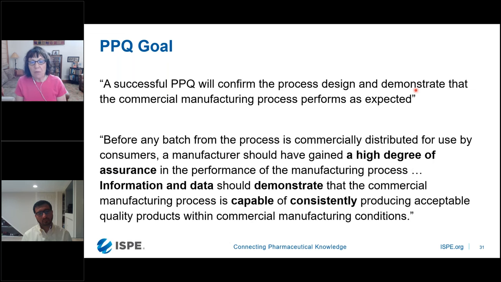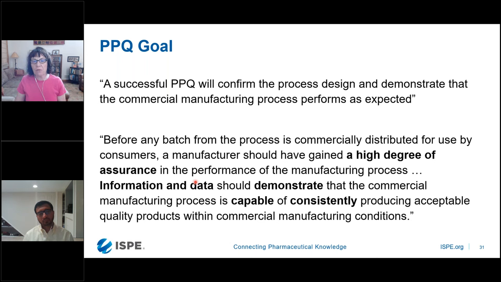And before any batch from the process is commercially distributed for use by consumers, a manufacturer should have gained a high degree of assurance in the performance of the manufacturing process. Information and data should demonstrate that the commercial manufacturing process is capable of consistently producing acceptable quality products within commercial manufacturing conditions. If you think back on some of those warning letters that KUR shared with us today, you can see where they identified that there was a lack of information and data.